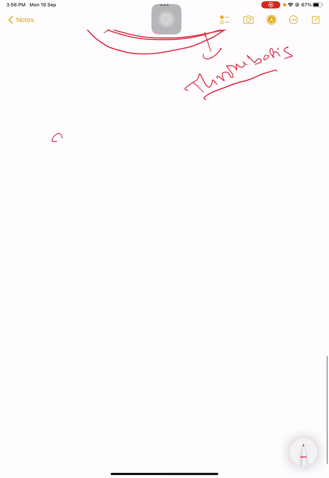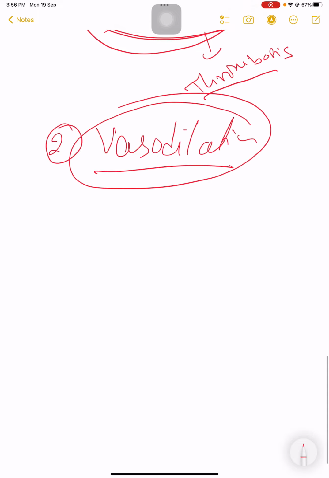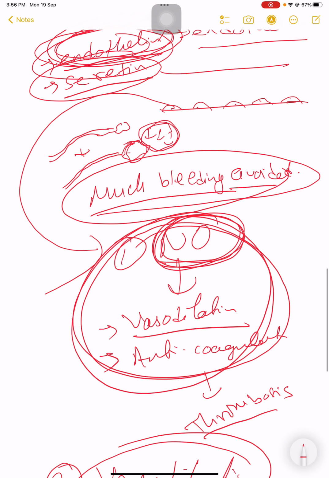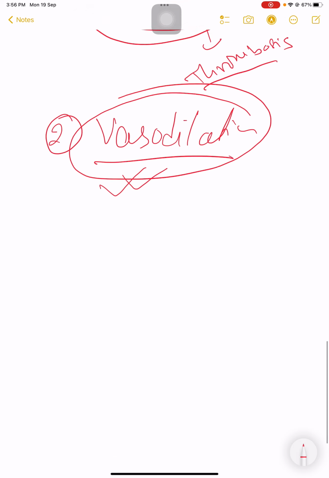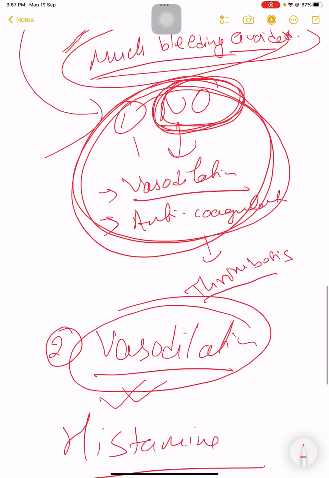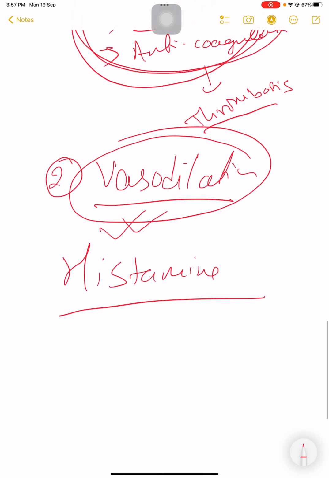Okay. The second step would be vasodilation. Now you might be thinking, what brings vasodilation? We initially talked about vasoconstriction, which was brought about by endothelin and secretin, but now we are talking about vasodilation. And what brings about vasodilation? Vasodilation is actually brought about by histamine. Don't be confused with this NO. This NO is not actually responsible for vasodilation here. The major agent for vasodilation is histamine.